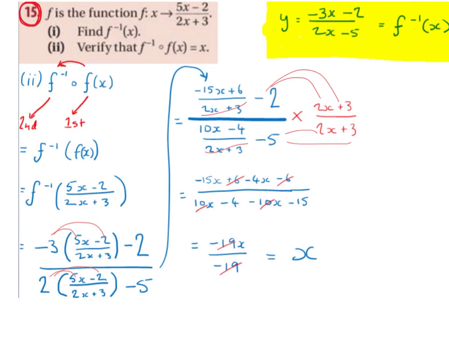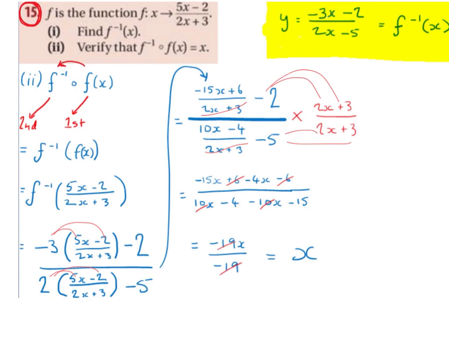So 6 and minus 6 cancel, 10x and minus 10x cancel. So minus 15x minus 4x is minus 19x, and minus 4 minus 15 is minus 19. Cancel out the minus 19s, leaving us with x over 1, which is just equal to x.